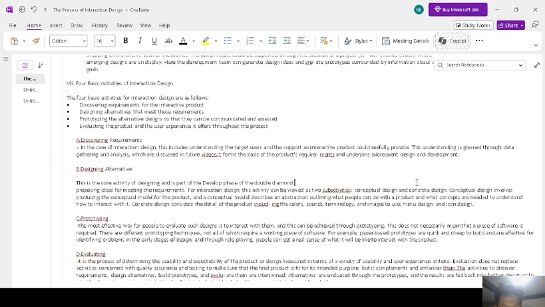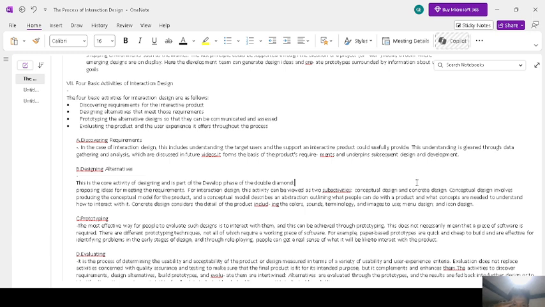So conceptual design is about the concept of the product. It's the outline of what people can do and what concepts are needed to understand how to interact with it. The concrete design considers the details. So it's not the high level view, but the details of the product: the color, sounds, terminology, image types, menu design and icon design. So you would think that designing alternatives was all about the detail. No, it actually has a high level concept and concrete design.